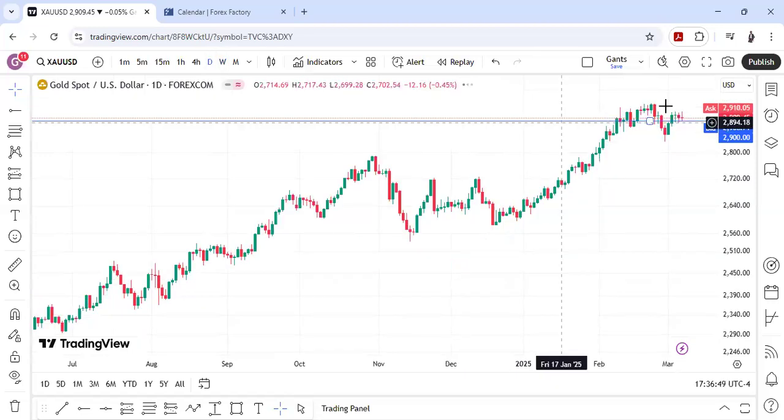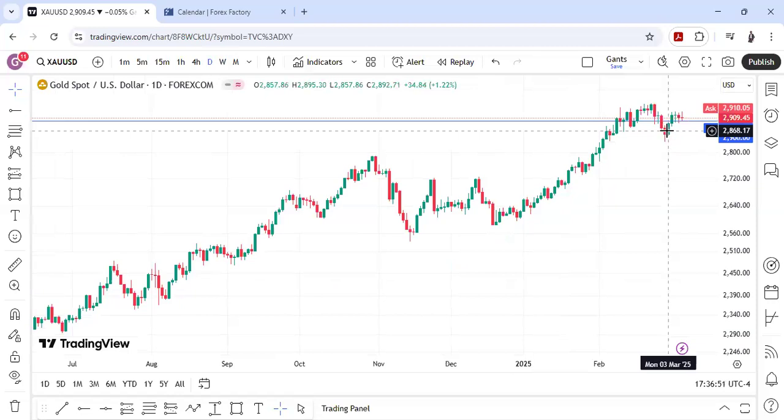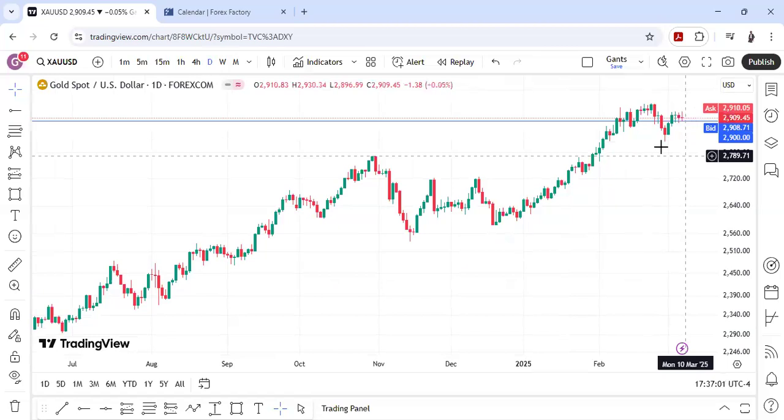Daily time frame, we can see how we just did last week. This was Monday, Tuesday, Wednesday, Thursday to Friday, nothing significant. The significant moves were made Monday and Tuesday, so nothing for gold. So what am I looking at?